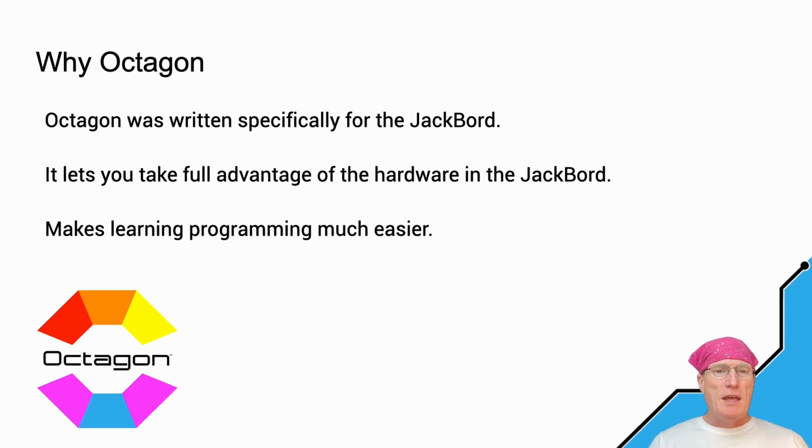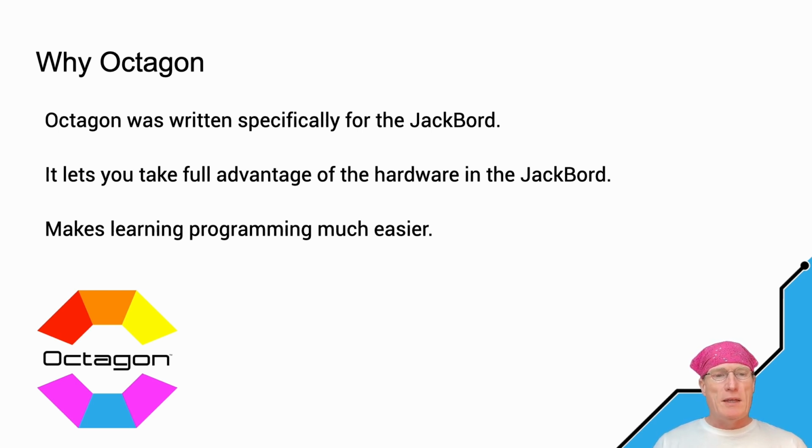Whereas Windows, on the other hand, has to run on literally hundreds, if not thousands, of different types of hardware. All the different manufacturers, laptops, desktops, the whole lot. And that means you've got to make a lot of compromises, so things get more complex. The other thing about having Octagon as the programming language for the JackBord is that it lets you take advantage of all of the inbuilt hardware really easily and really nicely. And that just makes things so much easier when you're trying to achieve a goal and you don't have to worry about all the hardware interfacing, all the libraries, all that kind of thing, because it's just there.